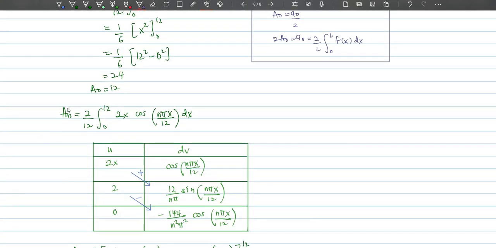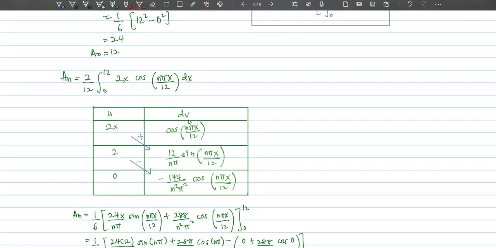Okay, next, a_n is equal to 2 over L, 2 over 12, integrate 0 to L, that means 0 to 12, f(x) which is 2x, times cos(nπx/L), so cos(nπx/12) with respect to x. Okay, the algebraic function will be at the place of u, so you need to differentiate until you get 0. And for v, you need to integrate the dv to obtain v. Okay, integrate and differentiate accordingly. And please remember the diagonal line.